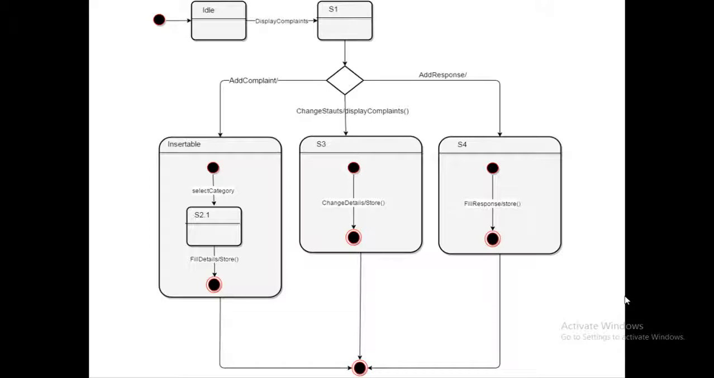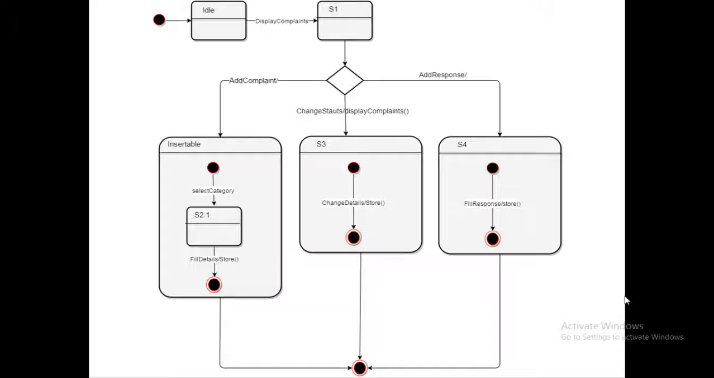If add complaint event will occur, then it goes to the next state, that is insertable state. In this state, after idle state, when selection of category event occurred, then it will go to S2.1 state and then final state. But after S1 state, if change status event will occur, then it will go to the S3 state and then final state. For add response event, S4 state will be next state after S1 state. After filling the response, it will move to the final state.